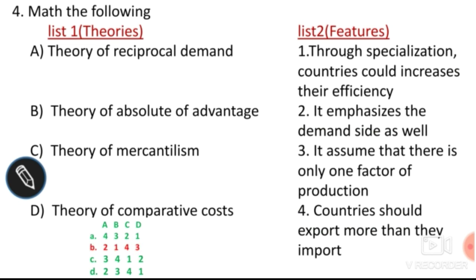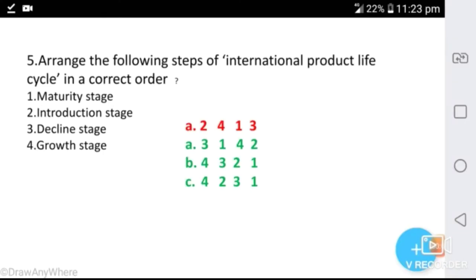Then the last question, a very simple question. Arrange the following steps of international product life cycle in the correct order: maturity stage, introduction stage, decline stage and growth stage. The first stage of the product life cycle is introduction. Then growth, maturity and decline. So the answer is option A.